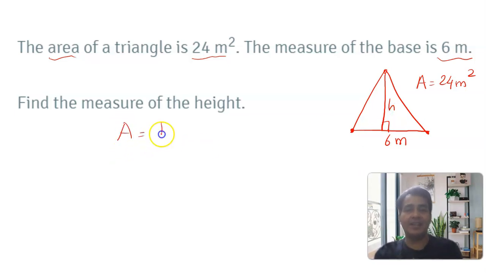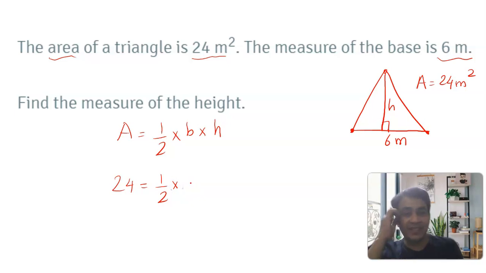Let's start. Area is half times base times height. Area is 24 equals half times the base. So base is 6 and the height we don't know. This is not very hard to solve. Let's divide 6 by 2. So 6 divided by 2 would be 3. So we have 3 on this side. Let's take 3 to the other side.